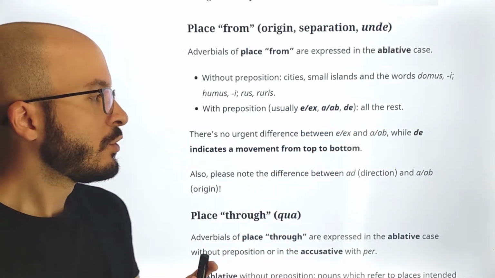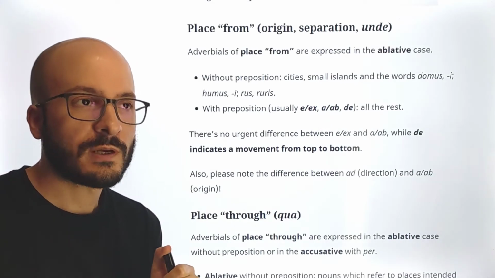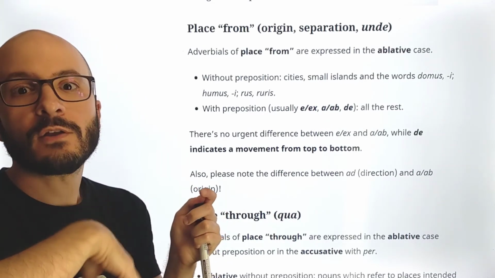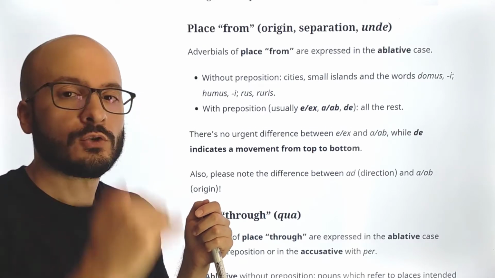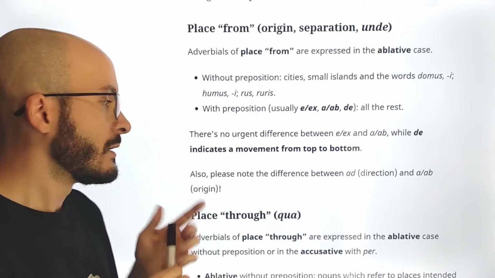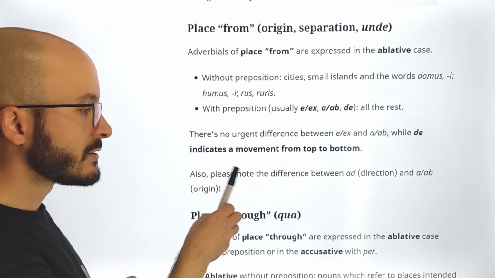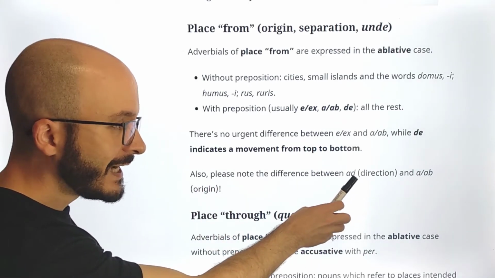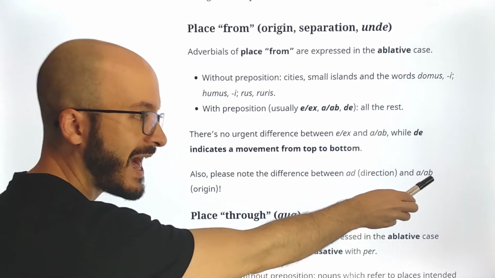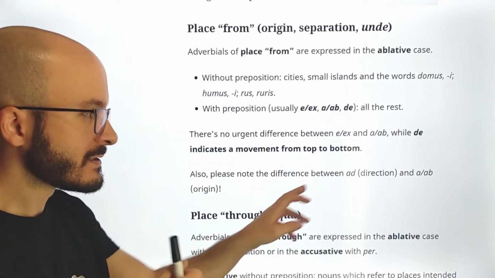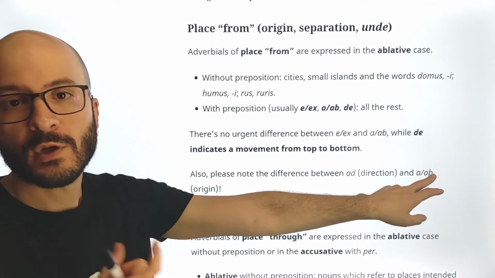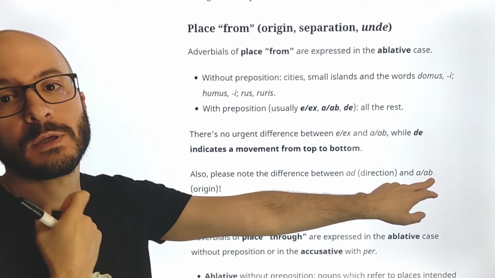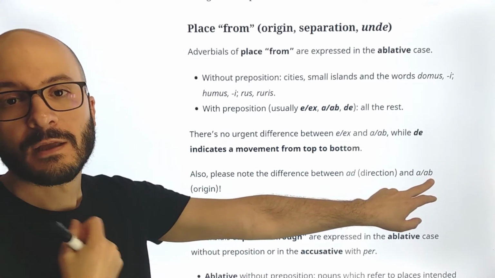while de indicates a movement from top to bottom. So for example, if you are saying something is falling from the sky, then you would use de because it's from top to bottom. And of course, be super careful. Please note the difference between ad, direction, and ab, origin. Okay, it's not the same. Ad with d is direction, ab with b is origin. So be careful not to mistake these two.